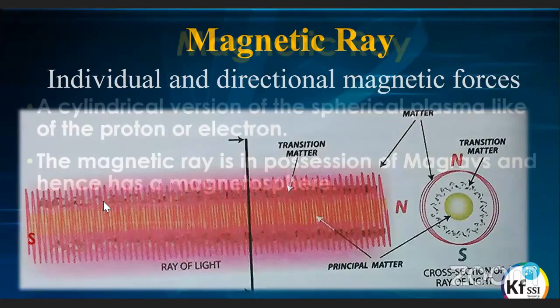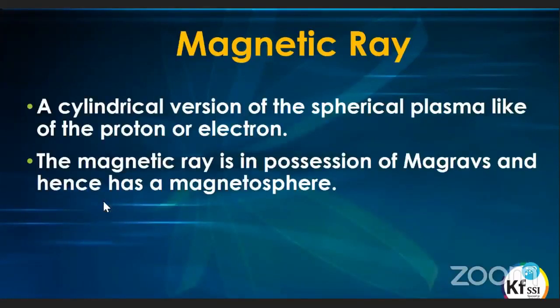Another way of explaining them is that it's a cylindrical version of the spherical plasma, like the proton or an electron. This magnetic ray is in possession of its own magnetic and gravitational fields, and hence has its own magnetosphere. It's only in a cylindrical shape compared to the round plasma. Otherwise, it can essentially be that plasma, but it's the plasma in motion, which is what we call the magnetic ray.